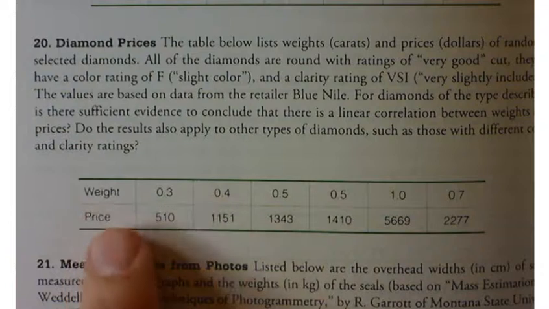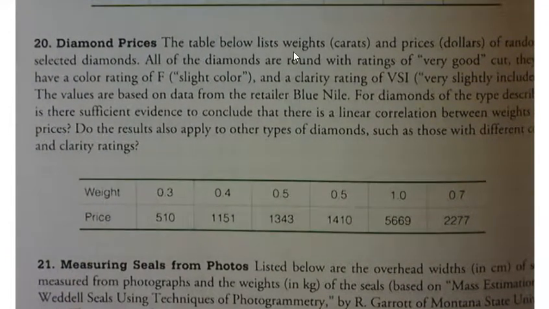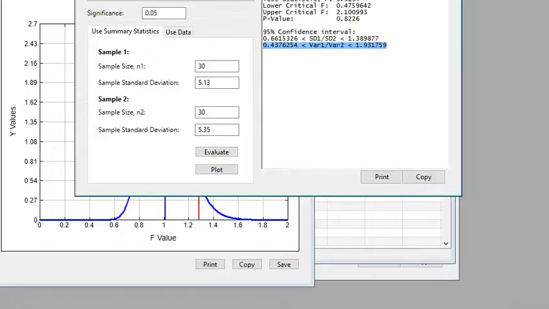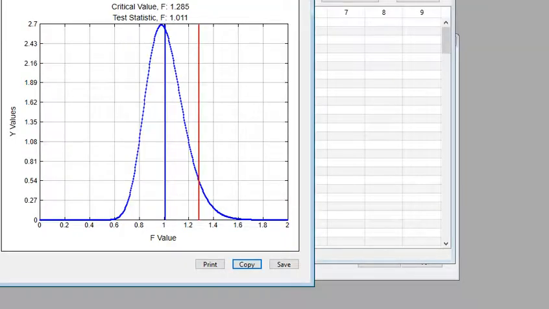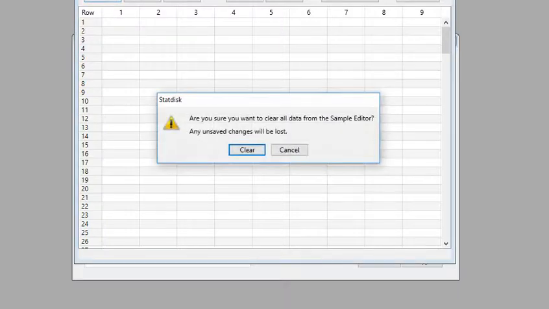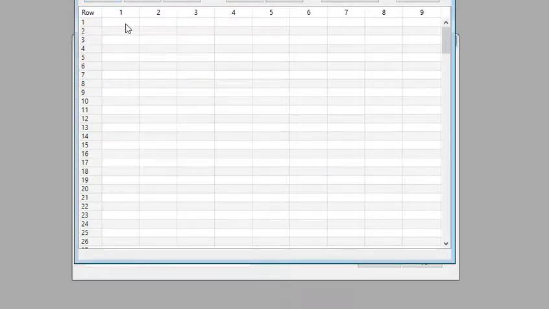So what we're going to do is we're going to plot these values. We're going to plug them into StatDisk. So we'll go over to StatDisk. Let's clear out some data. I don't have anything here. And then enter in our weights. So the weights would be 0.3, 0.4, 0.5, 0.5 again, 1, and 0.7.